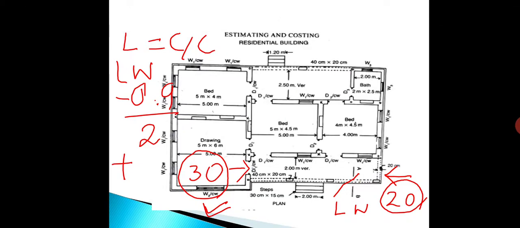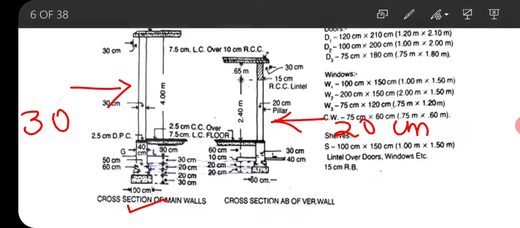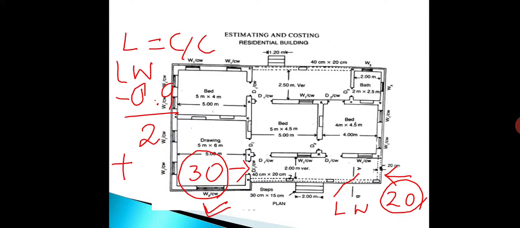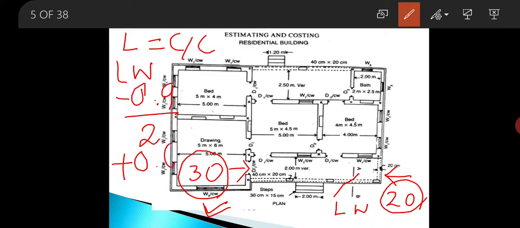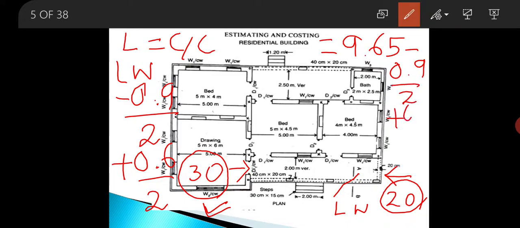This 20 centimeter wall has a width of excavation of 60 centimeter. Therefore, we will add 0.6/2 on the other side. So this is the calculation of the long wall. The center to center length of the long wall is 9.65. From that we will subtract 0.9/2 and add 0.6/2. So this will give us the length of the long wall.